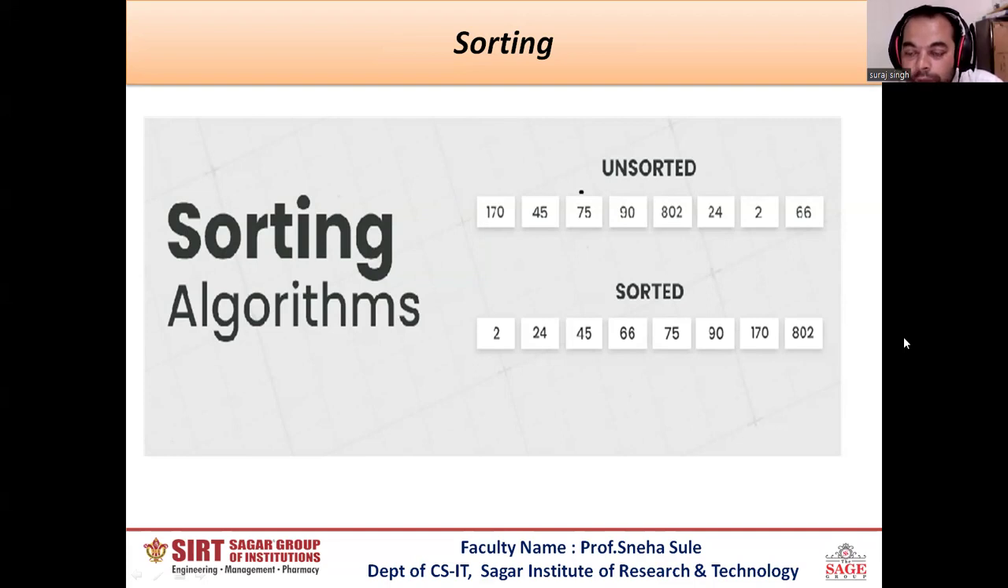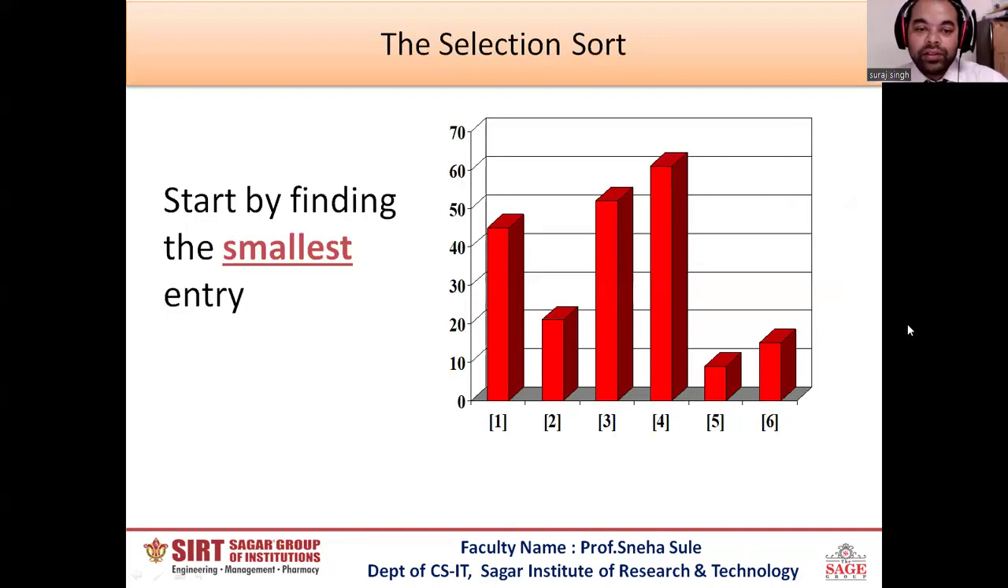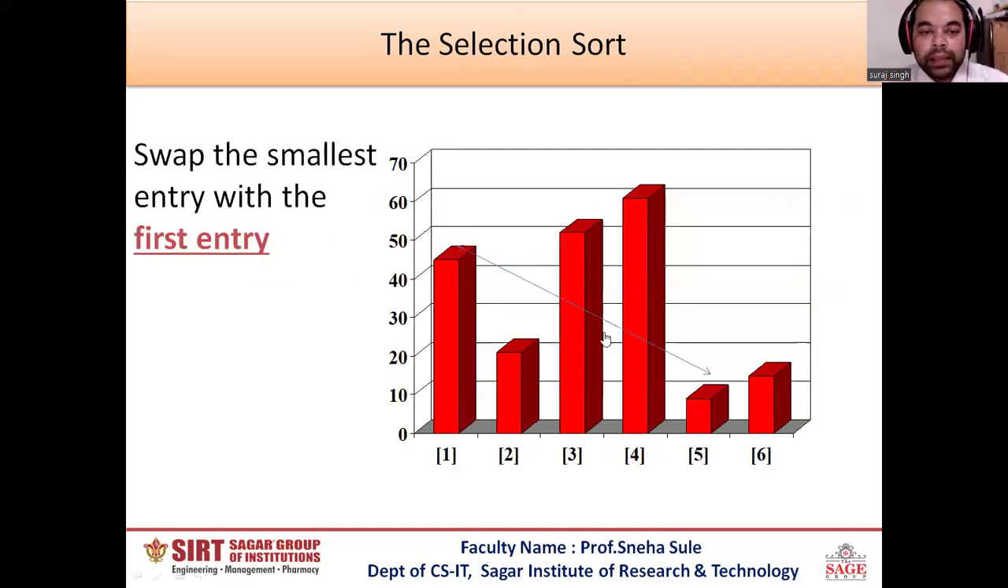Now we can apply the sorting in selection sort. We are rearranging in ascending order. Selection sort starts by finding the smallest entry. First of all, we take the smallest number and compare it with the other numbers in each position of the given array. Then we swap the smallest entry with the first entry.